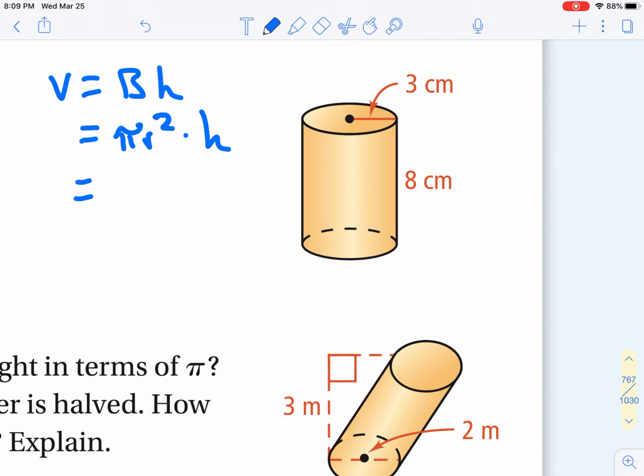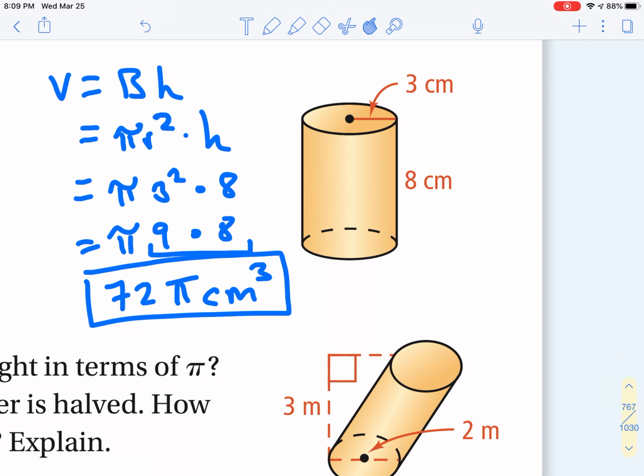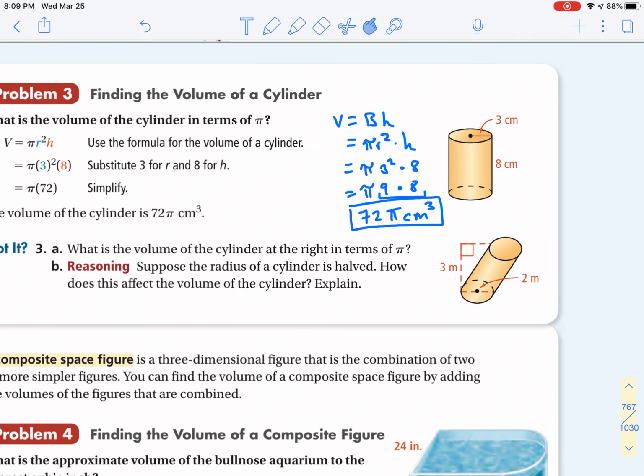And then we have pi r squared, that's going to be 3 squared times 8. Now take a look. I'm going to just do this for you guys here. That's 9 times 8. So if we were answering in terms of pi, we have ourselves 72 pi. And again, since we're finding volume, it's centimeters cubed. And that's it. Pretty straightforward stuff. Not really a big deal.